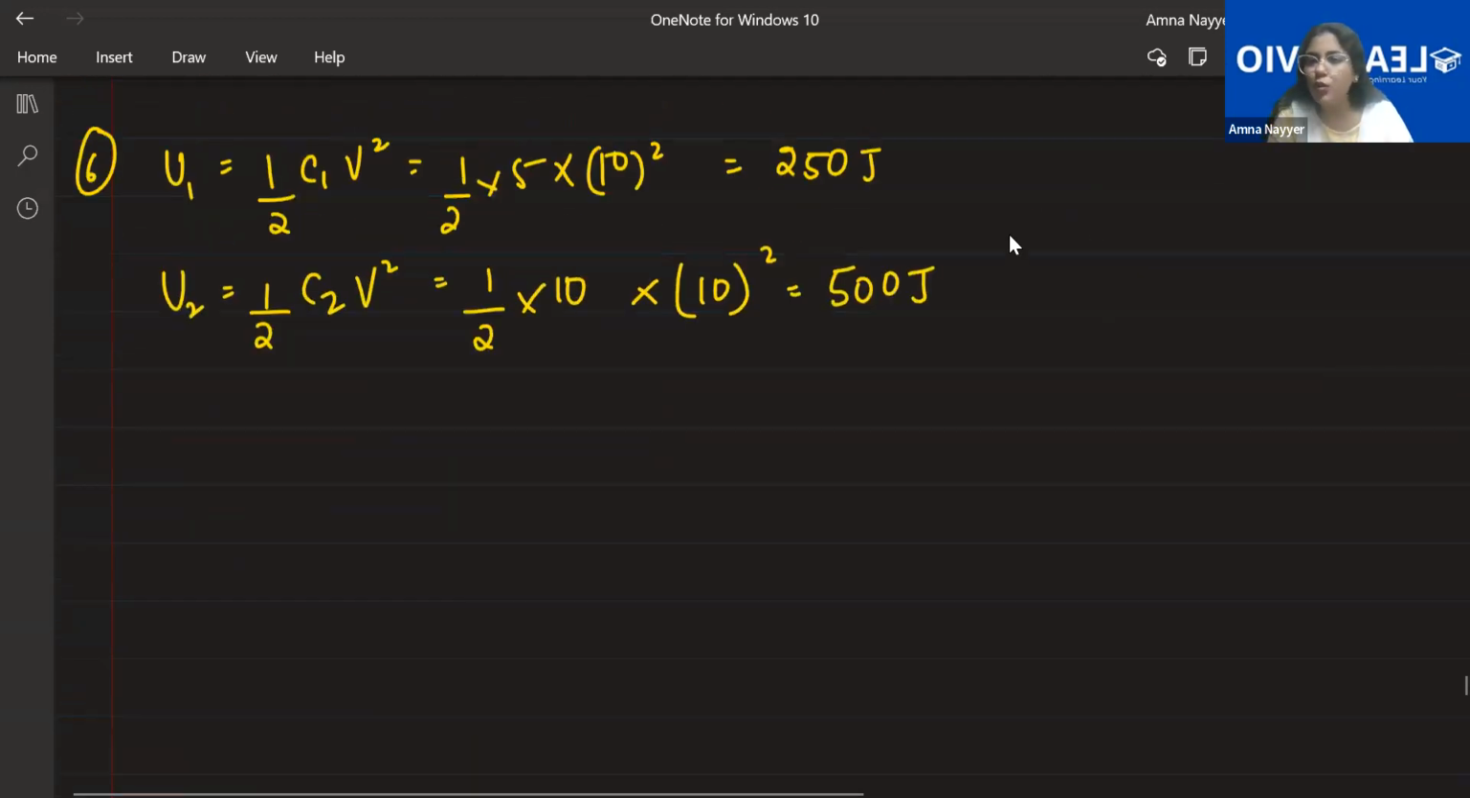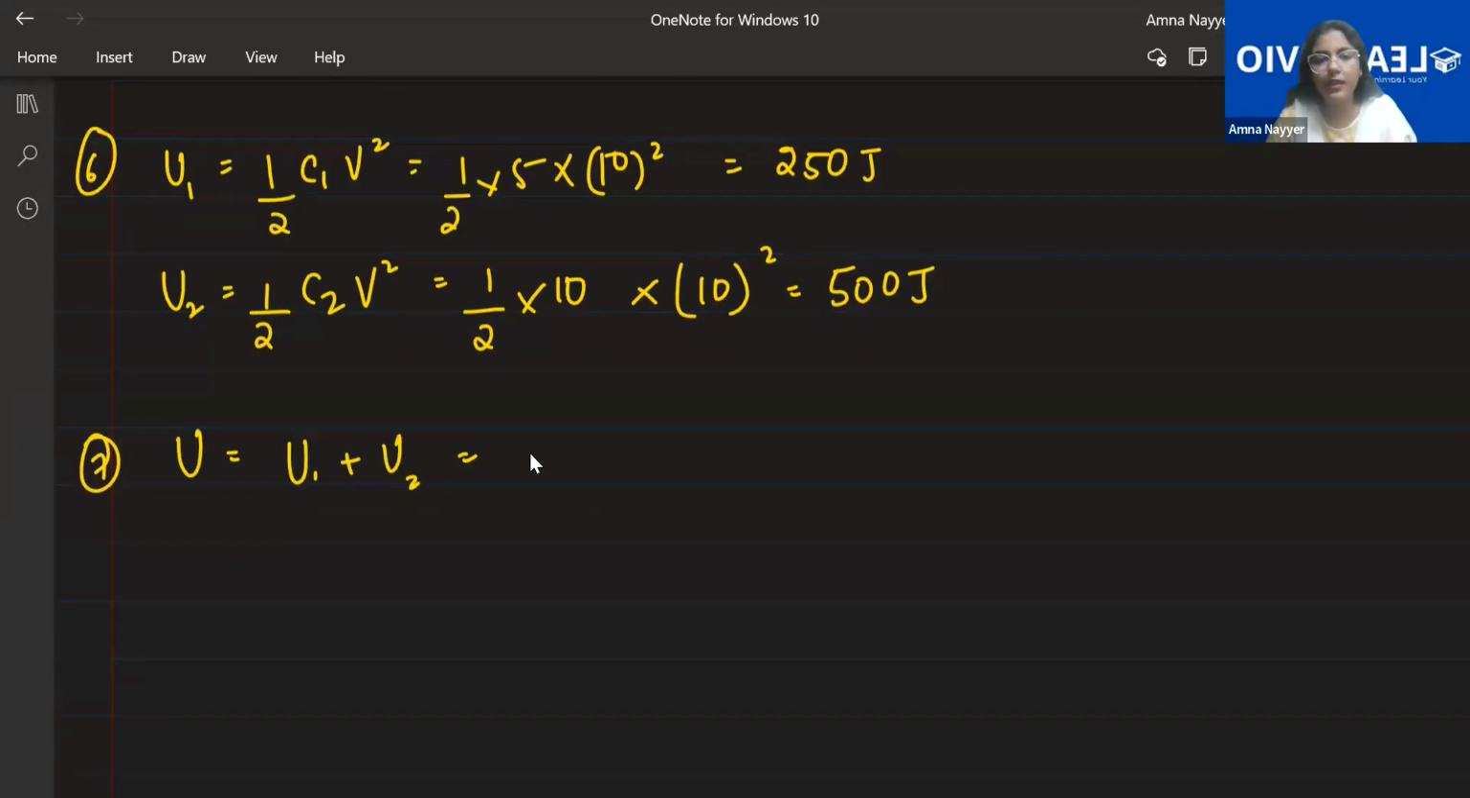One method is that you know the individual energies of both the capacitors. C1 you know, C2 you know. Directly add them, and ultimately it will give you the total energy. So, for the seventh part, total energy can be calculated as U1 plus U2. That is 250 plus 500, which is 750 joules.